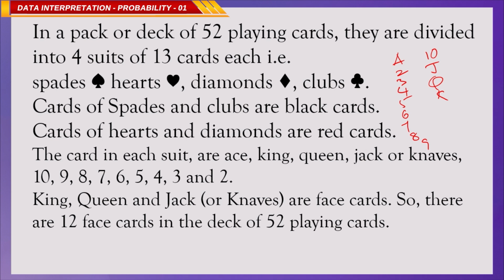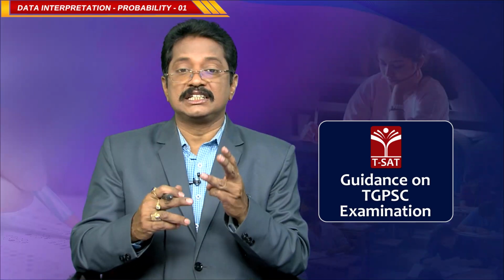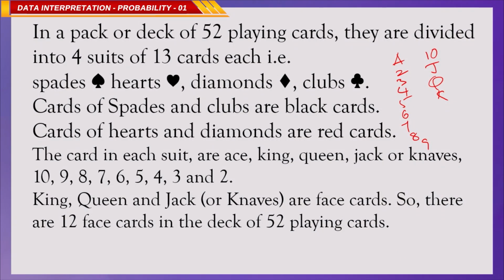So, spades have 13 cards, hearts have 13 cards, diamonds have 13 cards, clubs have 13 cards. 13 4s are 52. The cards of spades and clubs are generally black. The cards of hearts and diamonds are generally red. Clear? The cards in each suit are generally ace, king, queen and jack. Of course, sometimes jack is also called knave, and 10, 9, 8, 7, 6, 5, 4, 3 and 2.